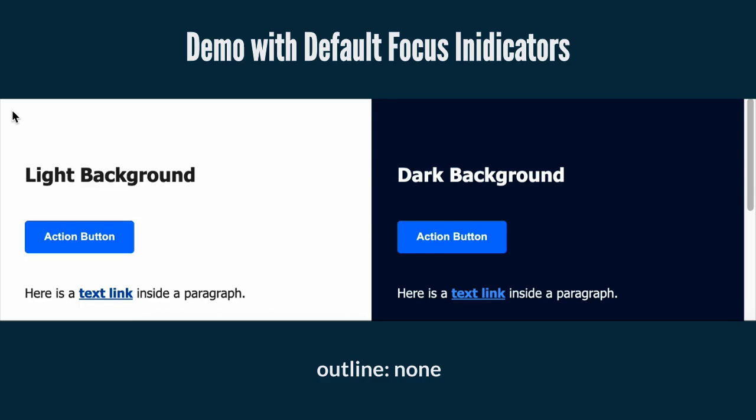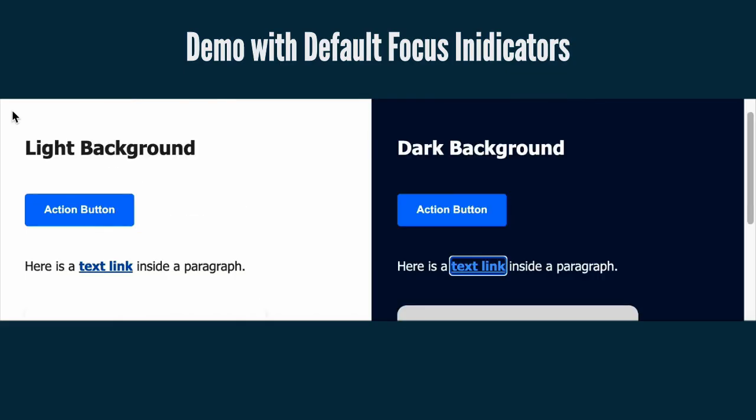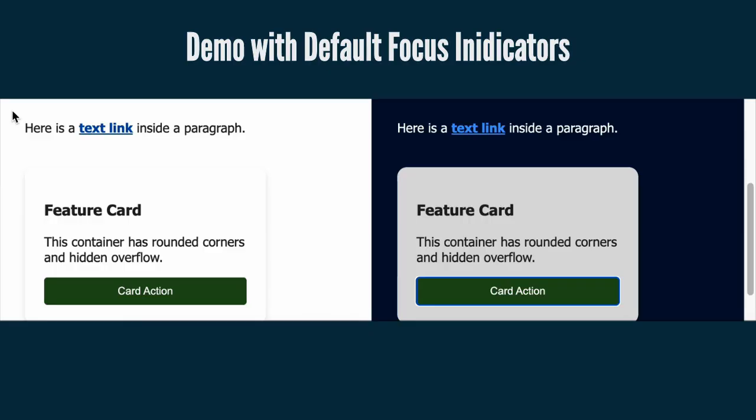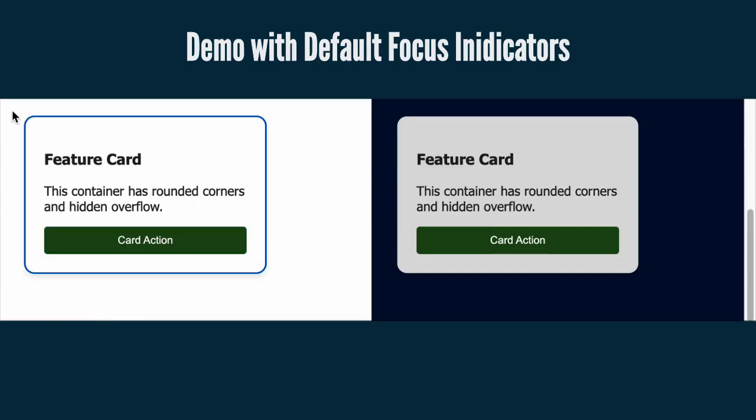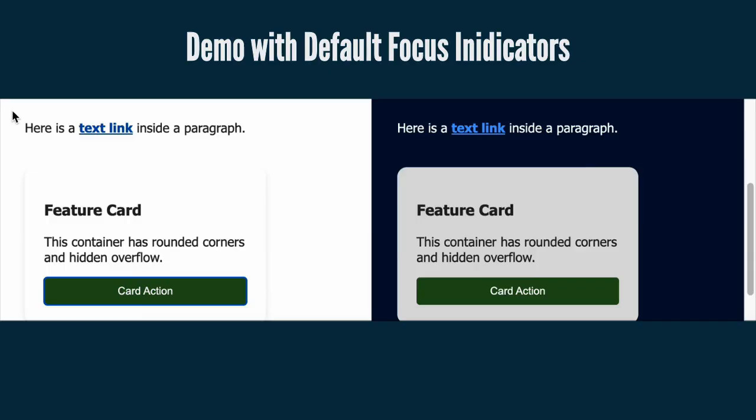I'm going to go into my CSS and remove that outline none. I'll delete that code, the browser default indicators will kick in, and magically my focus indicators appear. Now we're back in business. As I tab through the website, we can see the focus indicators move between elements.